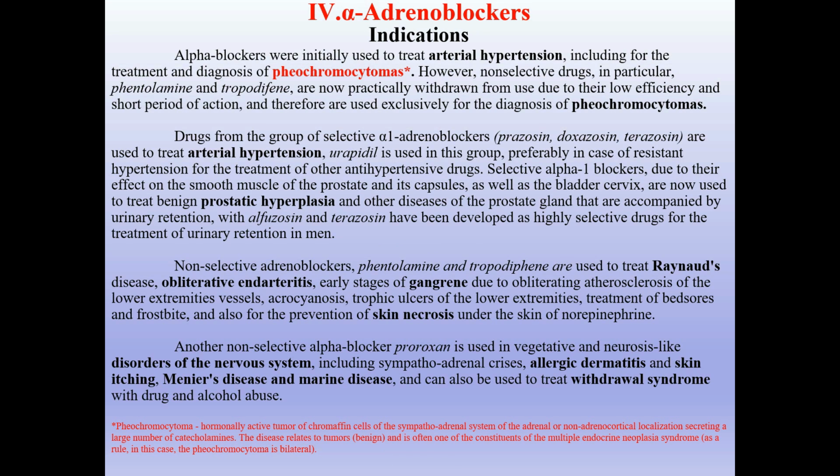Indications of alpha adrenal blockers. Alpha blockers were initially used to treat arterial hypertension, including for the treatment and diagnosis of pheochromocytomas. However, non-selective drugs, in particular phentolamine and tropodephan, are now practically withdrawn from use due to their low efficiency and short period of action, and therefore are used exclusively for the diagnosis of pheochromocytomas.